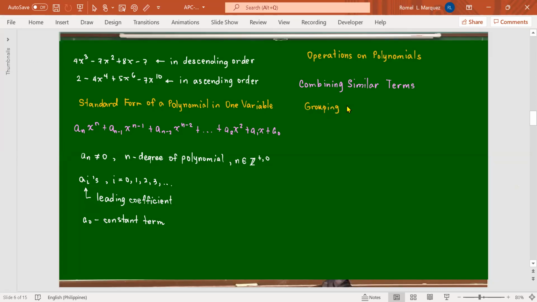Grouping symbols. What are those grouping symbols that you know, guys? What are those grouping symbols? Parentheses, sir. Parentheses, no? A pair of parentheses. What else? Brackets po. Parentheses. So, ito yon, brackets.